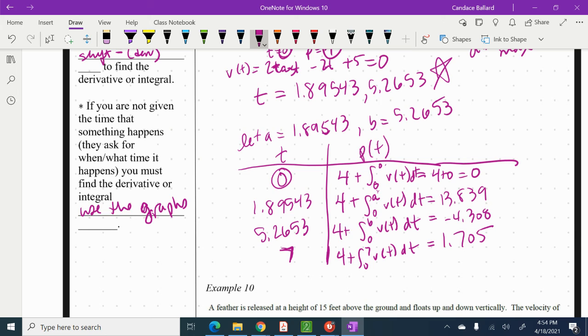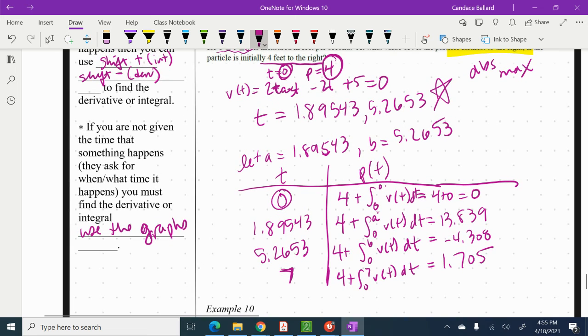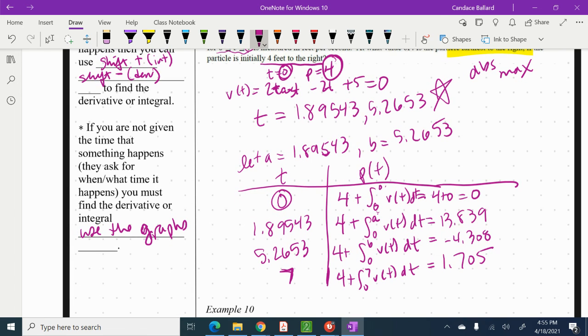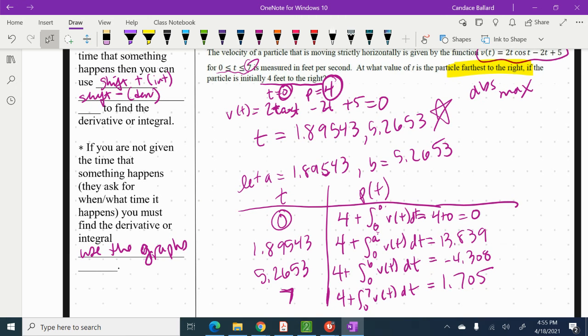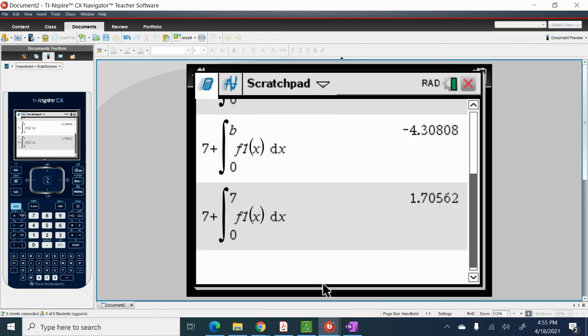All right, so let's go look at what our values were here. Okay. Did I get my, no, they all came out different. Interesting. All right, I'm going to double check my calculator, make sure it's in the right mode. Nope, it is in the right mode.